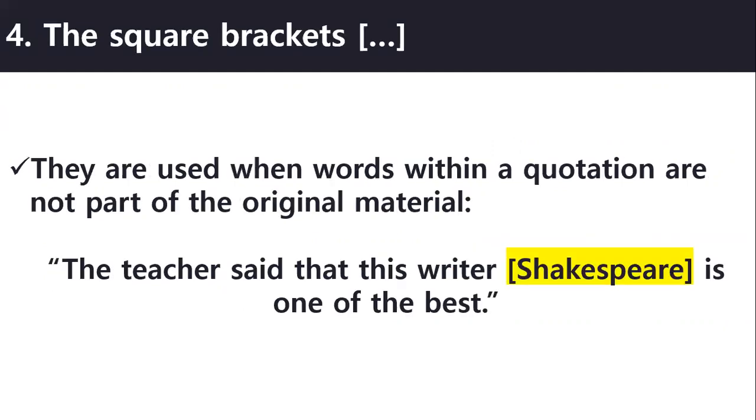Now for the square brackets. They are used when words within a quotation are not part of the original material. So we have the quotation: the teacher said that this writer is one of the best. The teacher said that this writer [meaning Shakespeare], so it is put between brackets, is one of the best. You put brackets to mention information that is not already included in the original text.